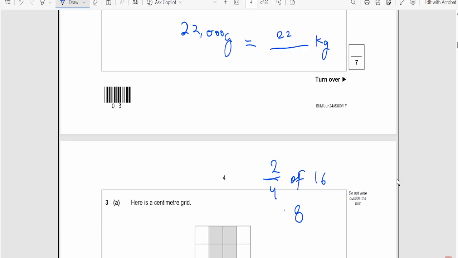Okay, try this. 3/9 of 27. So we do 27 divided by 9, which is 3. Yes, 3 times 3, which is 9. Exactly. That's great.